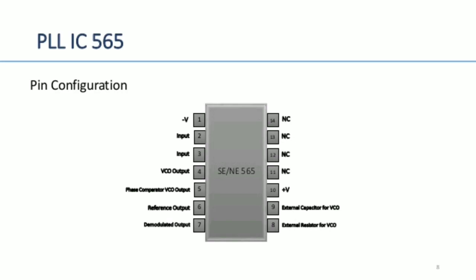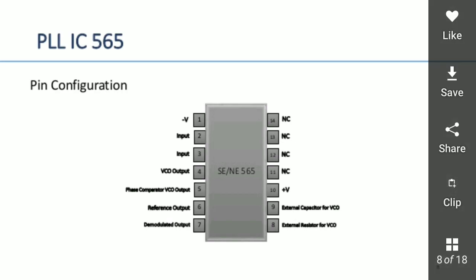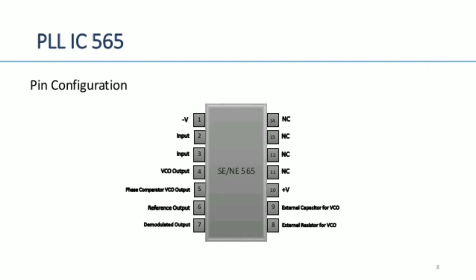So this is the pin configuration. It's a 14 pin IC, and pins 1 to 14 are explained here. Pin 1 is for the negative supply, pins 2 and 3 are for the input voltage, pins 4 and 5 are for the output, pin 6 is for the reference output, and pin 7 is for the demodulated output. Pin 8 is for the external resistor connection for the VCO, and pin 9 is for the external capacitor connection for the VCO. Pin 10 is for the positive supply voltage, and pins 11 to 14 are the not connected terminals. They don't have any connections. So this is about the pin configuration.